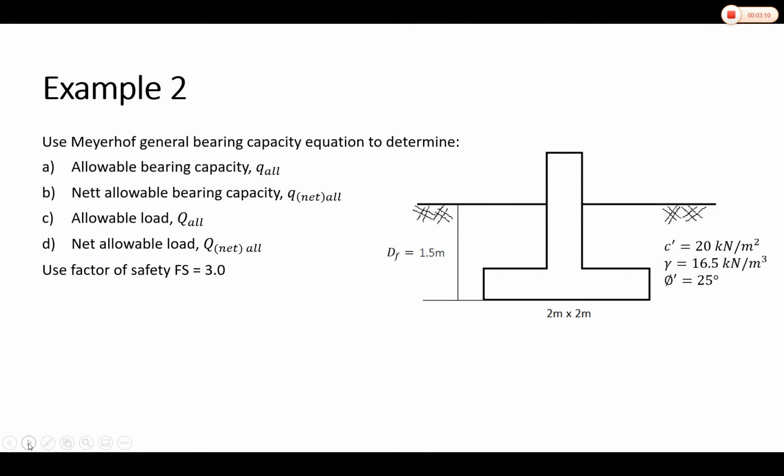Okay, so we will look through example number 2. We need to use the Meyerhof general bearing capacity equation to determine the allowable bearing capacity, net allowable bearing capacity, allowable load, and net allowable load by using the factor of safety, Fs, equal to 3. The size of the foundation is 2 times 2, a square foundation. So B is equal to 2 meters and the length is equal to 2 meters.